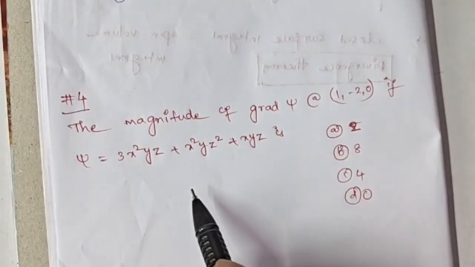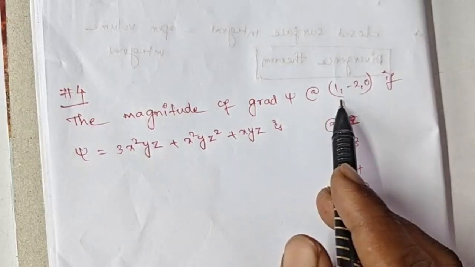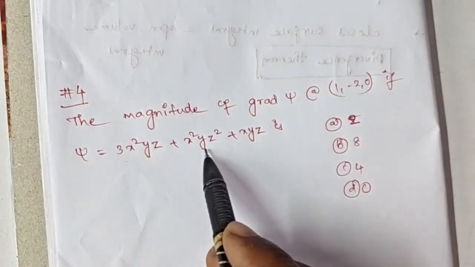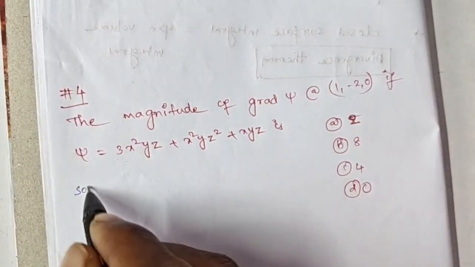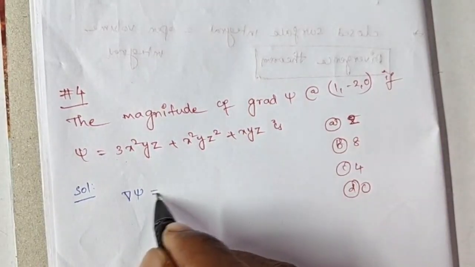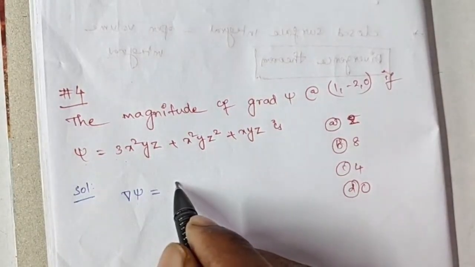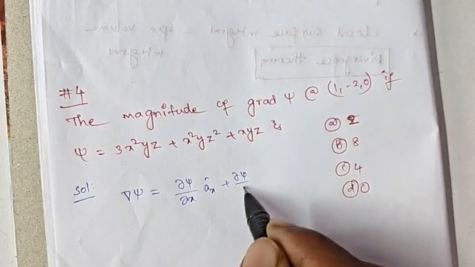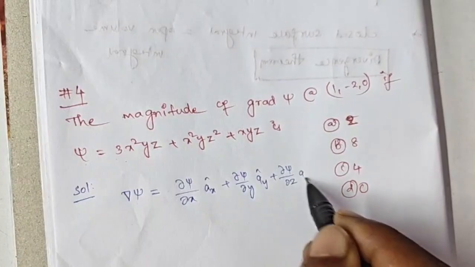Now the fourth question is asking to find the magnitude of grad psi at 1 comma minus 2 comma 0, if psi equal to 3x square yz plus x square yz square plus xyz. That means first we need to find the gradient of psi. The formula for psi is given in rectangular coordinate system. So the formula for gradient psi is dou psi by dou x ax cap plus dou psi by dou y ay cap plus dou psi by dou z az cap.